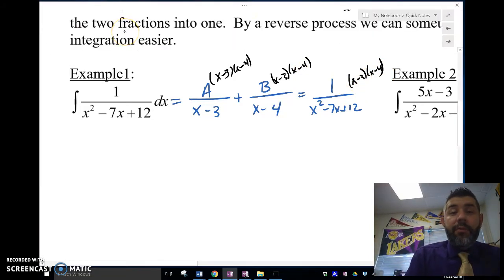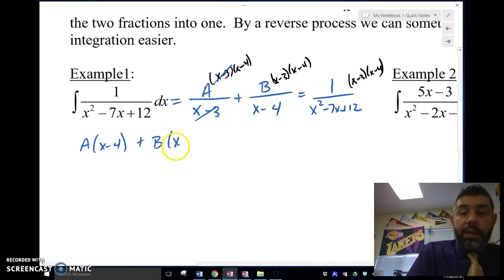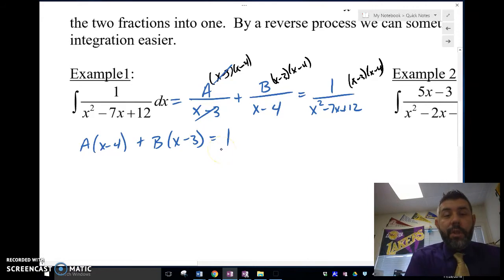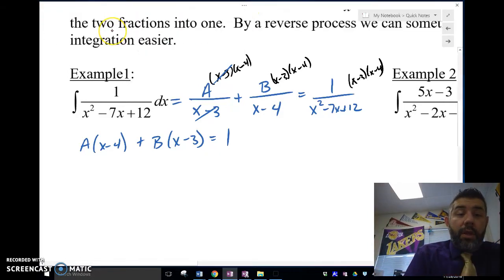That's clearing the fraction. These cancel out. I'm going to have A times x minus 4 plus B times x minus 3. It's almost like you're cross-multiplying here, equals 1. Okay, so now what am I going to do to find A and B? I've got A, B, and I've got an x. So we're going to do a little trick here where we say, let's set x equal to 4.